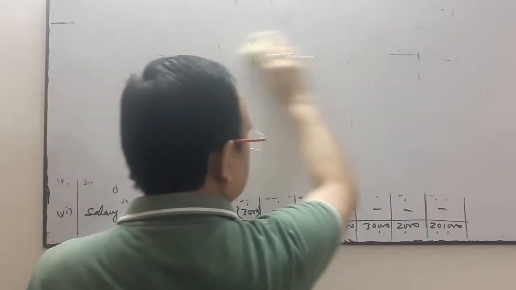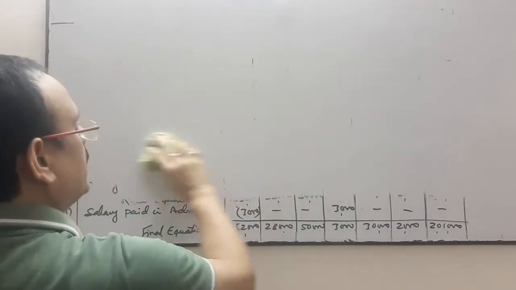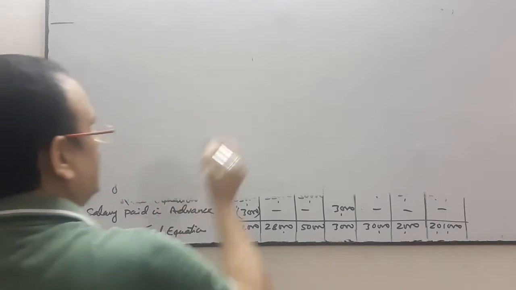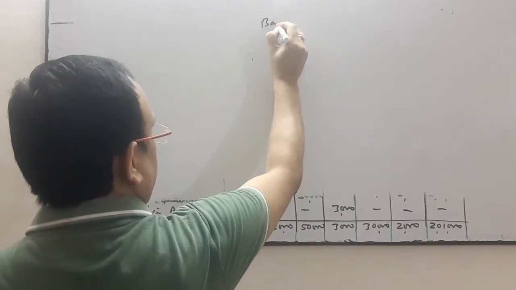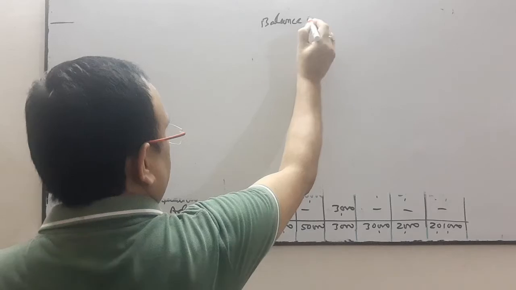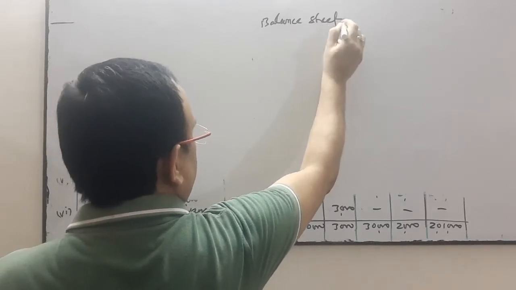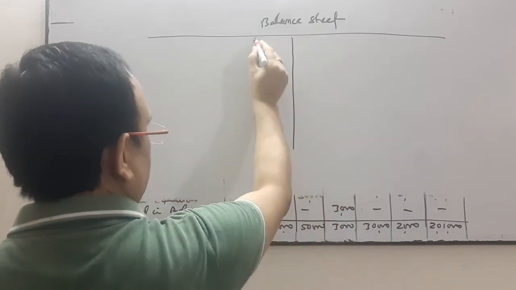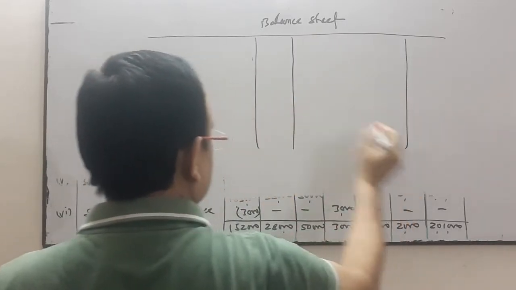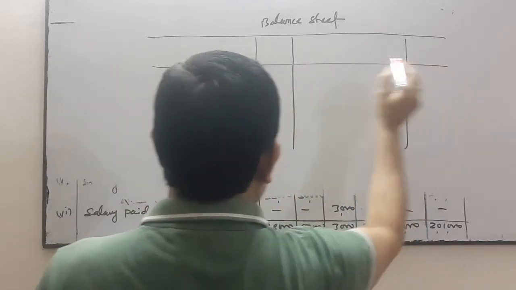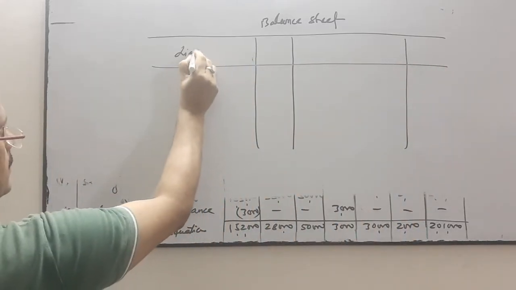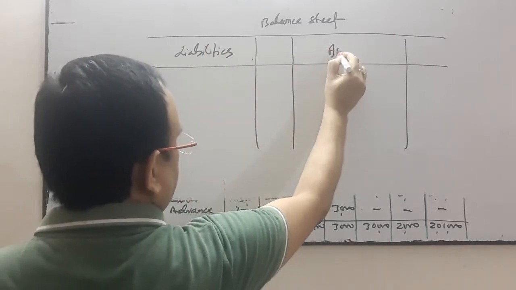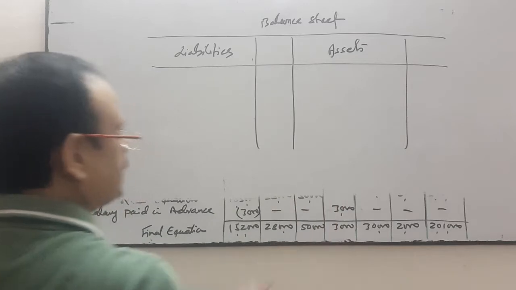The balance sheet total must be equal. So balance sheet, from the final figure. You know this side, which side is assets and which side is liability. This side is your liabilities and this side is your assets. Okay.